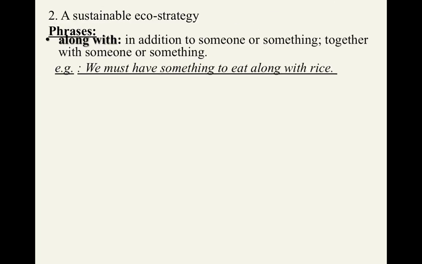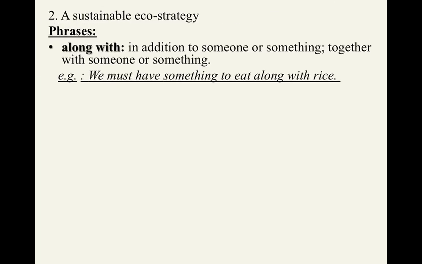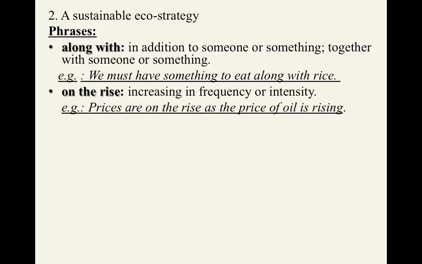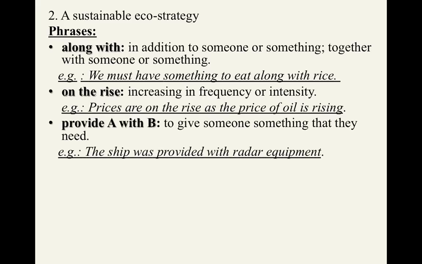The first one is along with. All right, means in addition to someone or something, together with someone or something. All right, and then on the rise, that means increasing in frequency or intensity. That means the prices of the oil, or the coal, and some traditional fuels are soaring, right? And then provide A with B, to give somebody something that they need. Provide the ship with radar equipment.